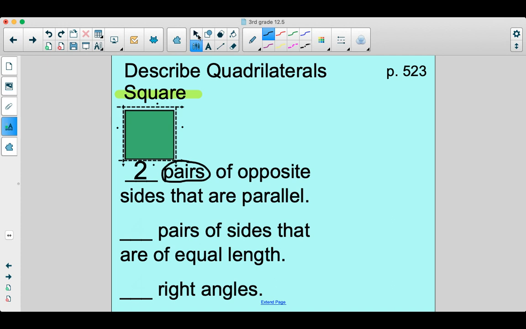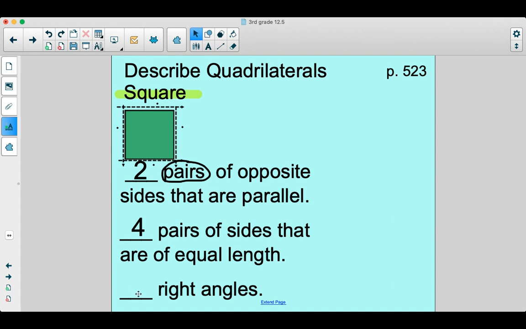All right, let's check out the next one. Blank pairs of sides that are of equal length. Okay, well, how many pairs of sides are equal in length if it's a square? Aha, this is the thing that makes it different. It has to have 4 sides that are equal in length. So that's what makes it different than a rectangle. But it also qualifies as a rectangle.